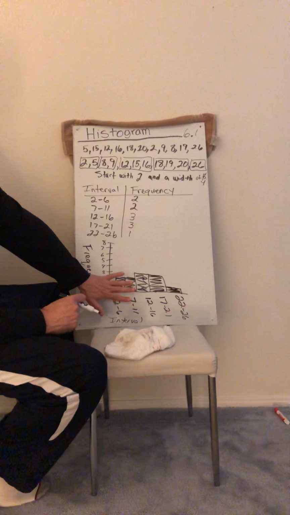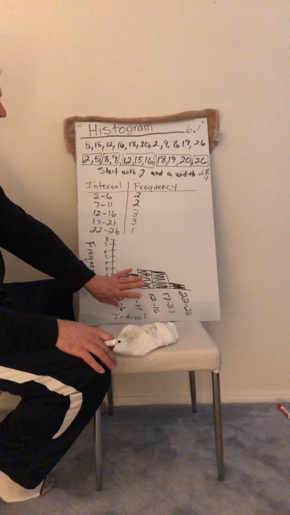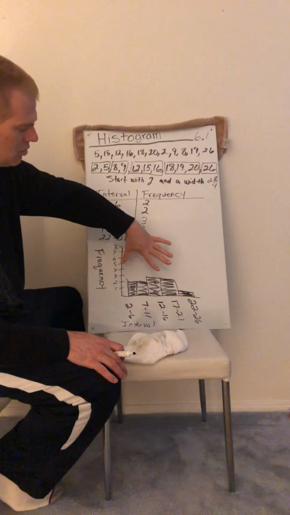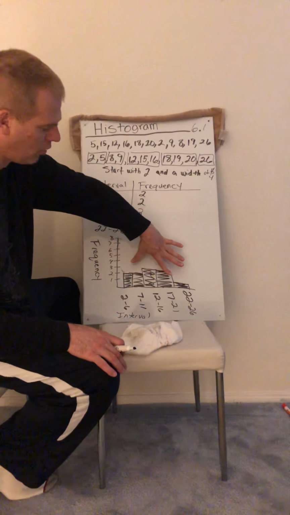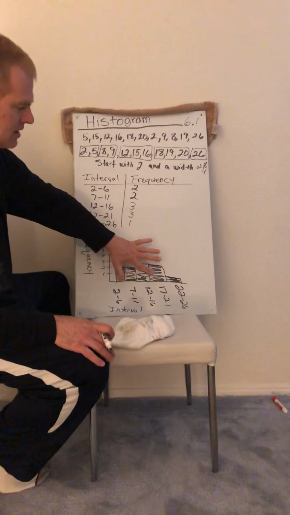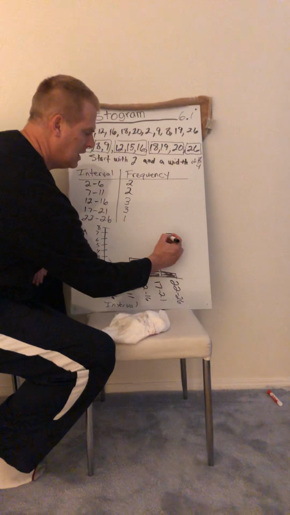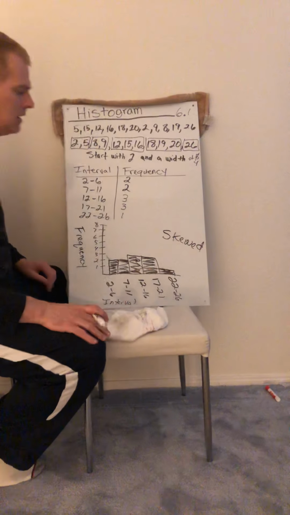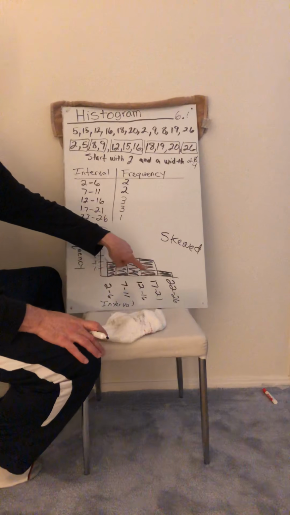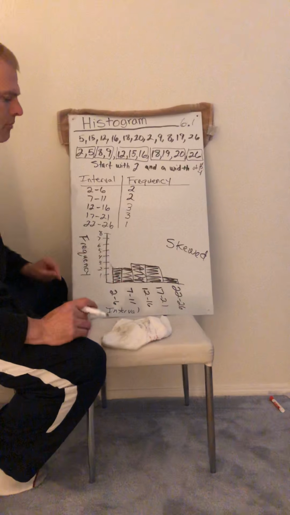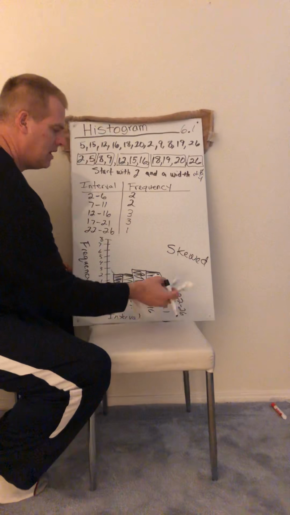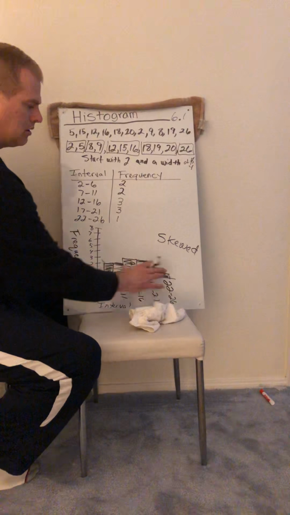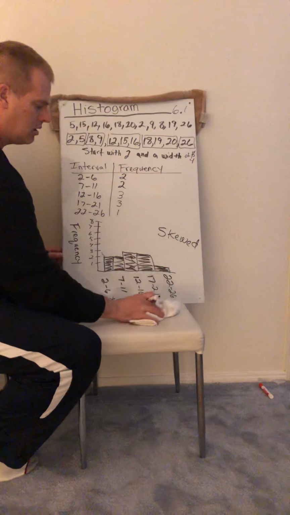Now, when I look at this graph, when I look at my numbers, they do not represent a uniform histogram. This graph would be skewed. So if they are all different, we call that a skewed histogram. I'm going to erase this real quick so that you know what the other ones are called. So skewed is when they all look different.